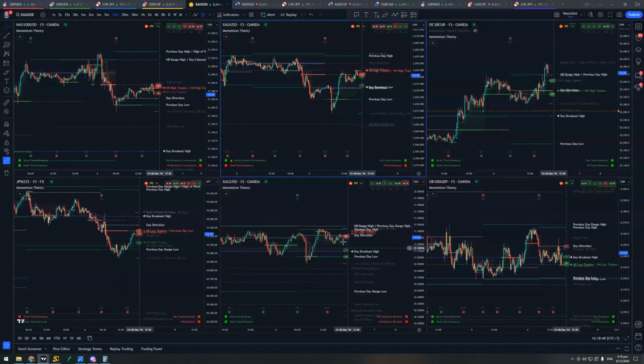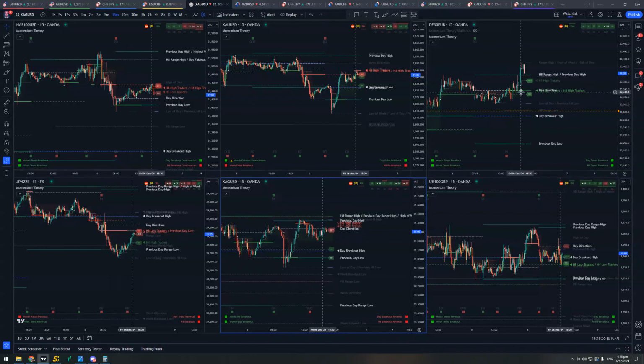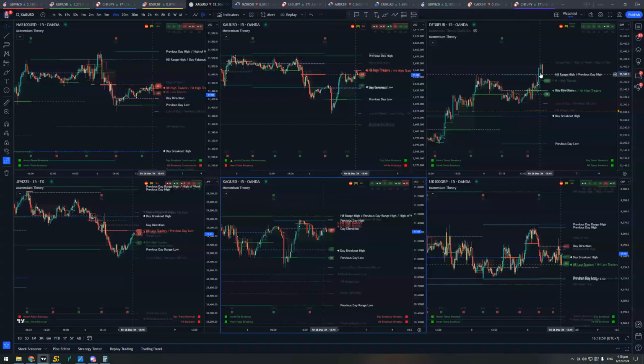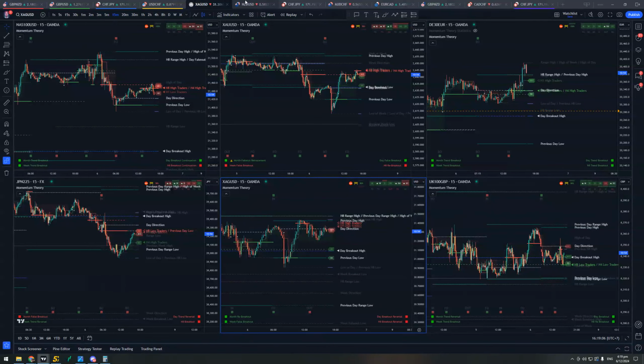Silver, I kind of look at more in New York. My spread outside of New York is too high to trade silver. D30, I was looking for a breakout, but I much prefer to come down, fake out the low, and then take it up. I don't like to take these sort of breakouts. And UK 100, it was inside, so yeah, nothing there.